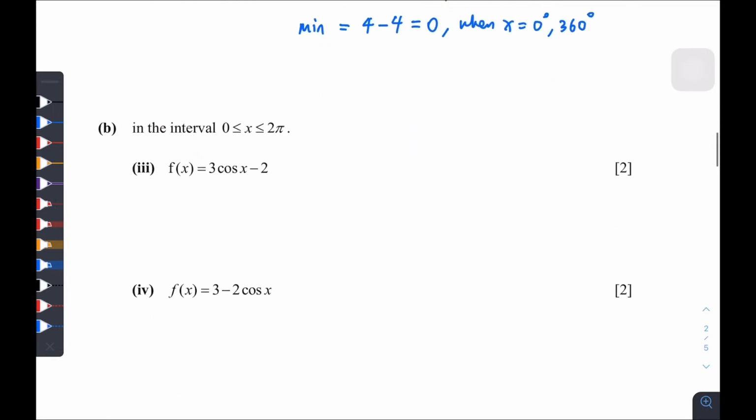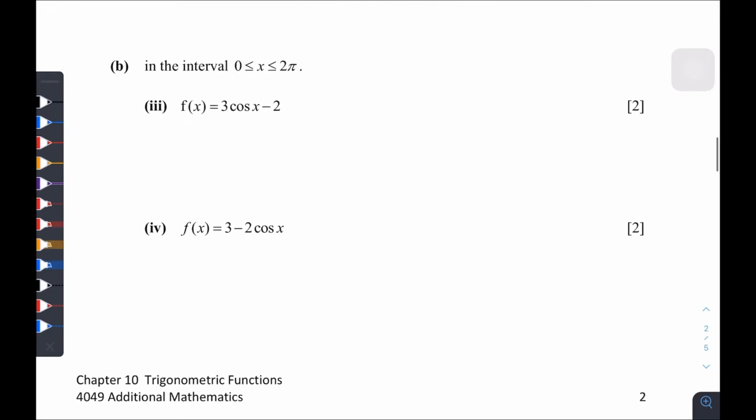Okay, next one. In the interval between 0 and 2 pi, the exercise is going to be the same. The maximum would be the middle line plus amplitude, so c plus a. So it will be 1. The minimum is going to be c minus a, so it will be negative 5.